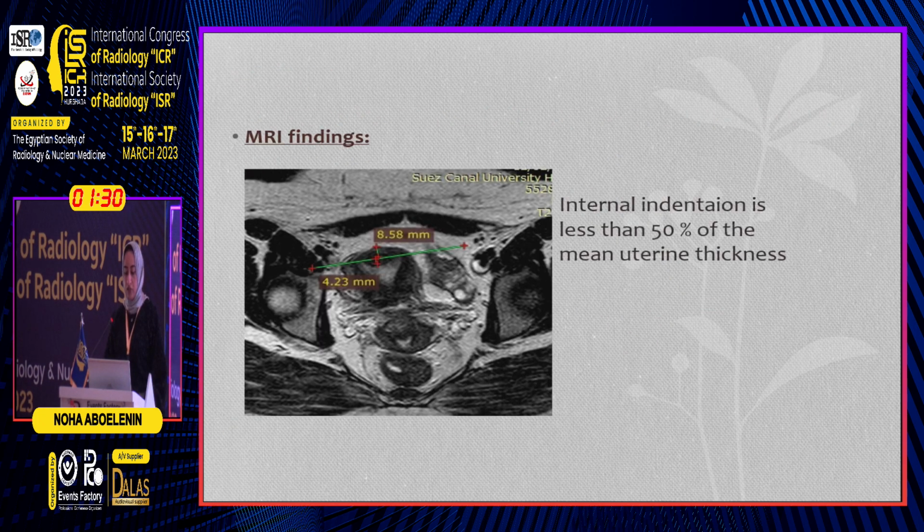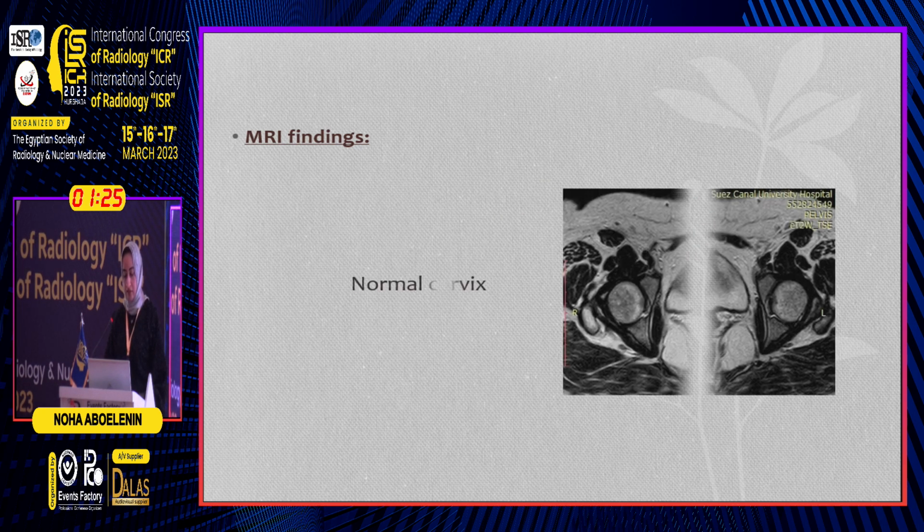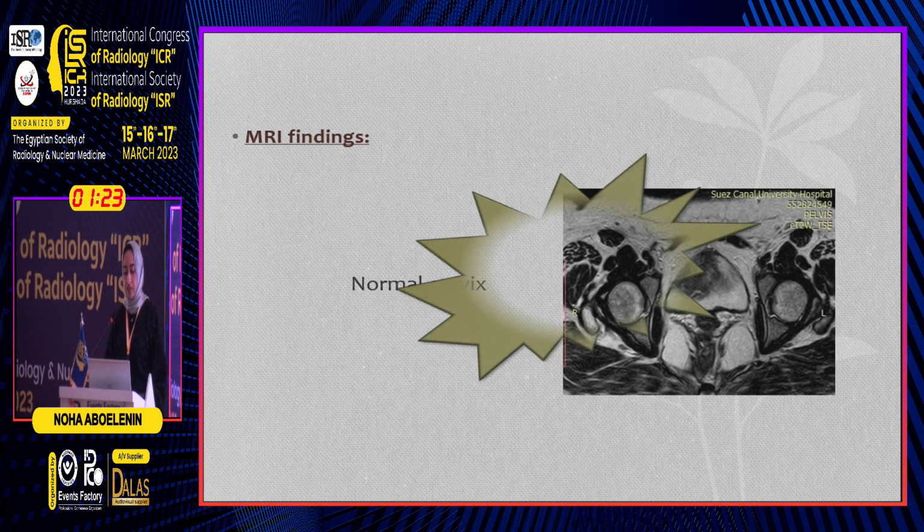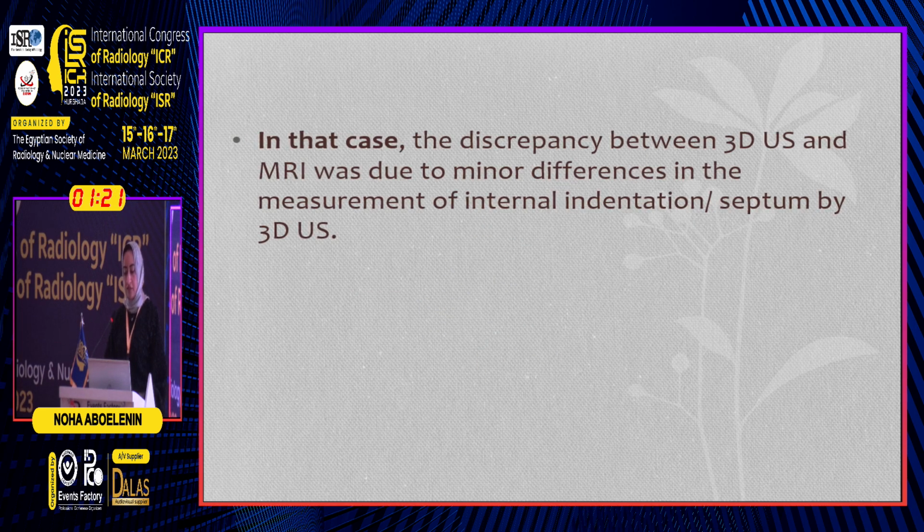However, MRI showed that the internal indentation is less than 50% of the mean uterine thickness, and the cervix is normal. So the MRI diagnosis was a normal uterus. In that case, the discrepancy between 3D ultrasound and MRI was due to minor differences in the measurement of internal indentation by the 3D ultrasound.